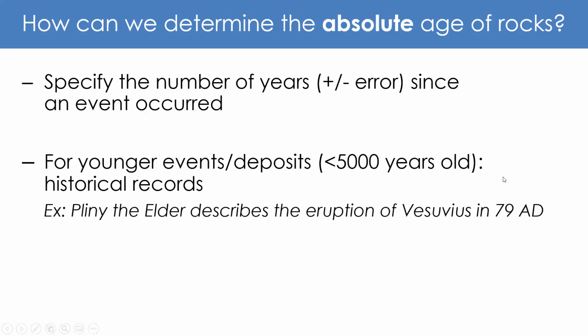For even older ones, like Pliny the Elder knew that Vesuvius erupted in 79 AD. He didn't note the time, the temperature, but we have at least a historical record of that geologic event. For anything older than that, we have to use radioactive decay.